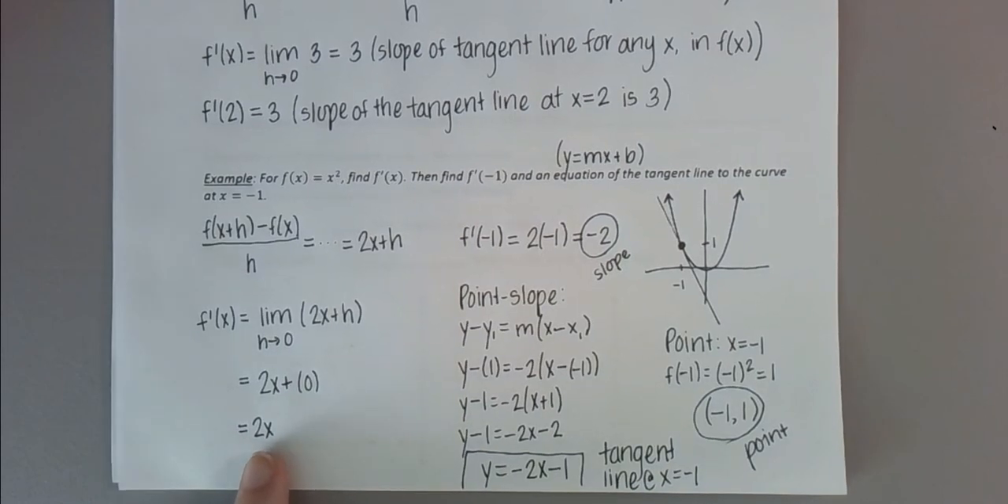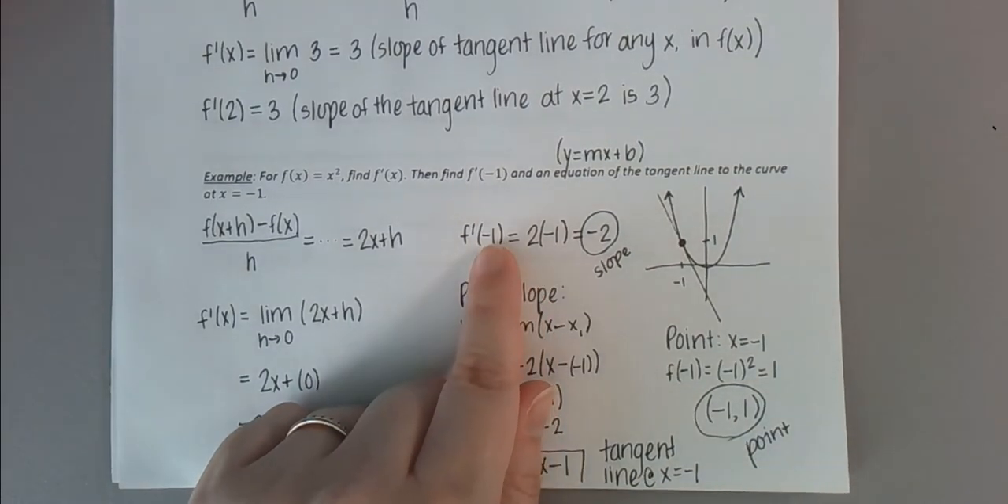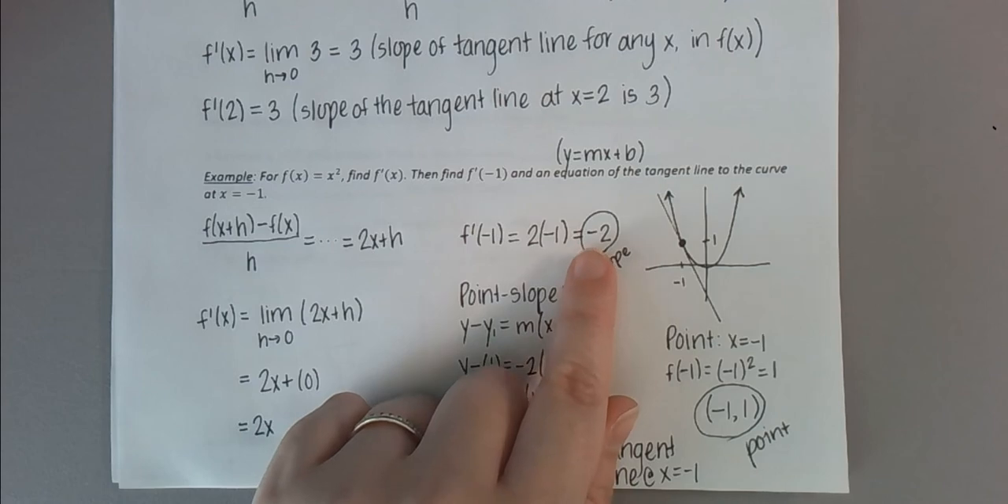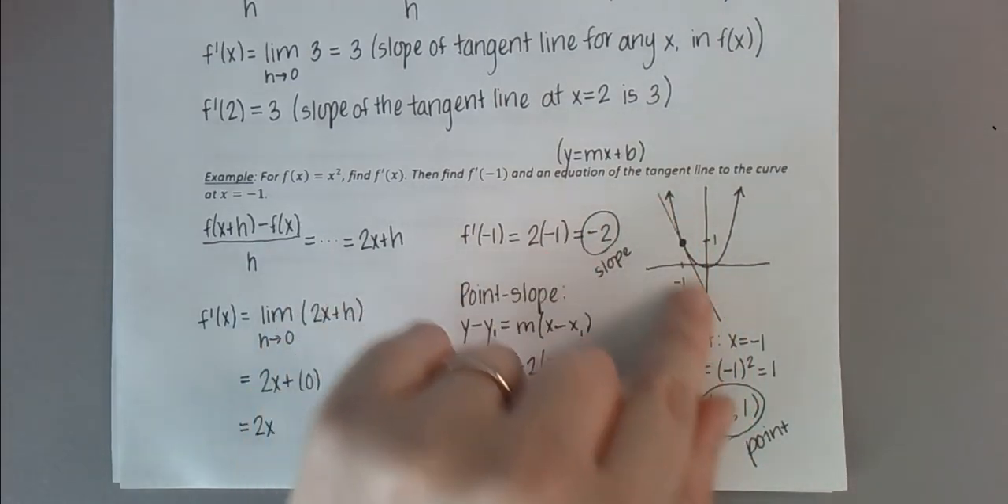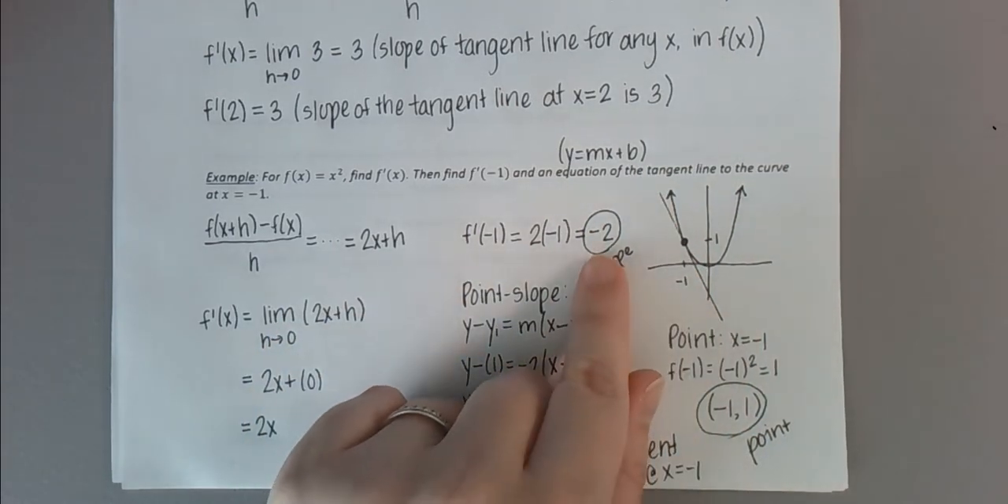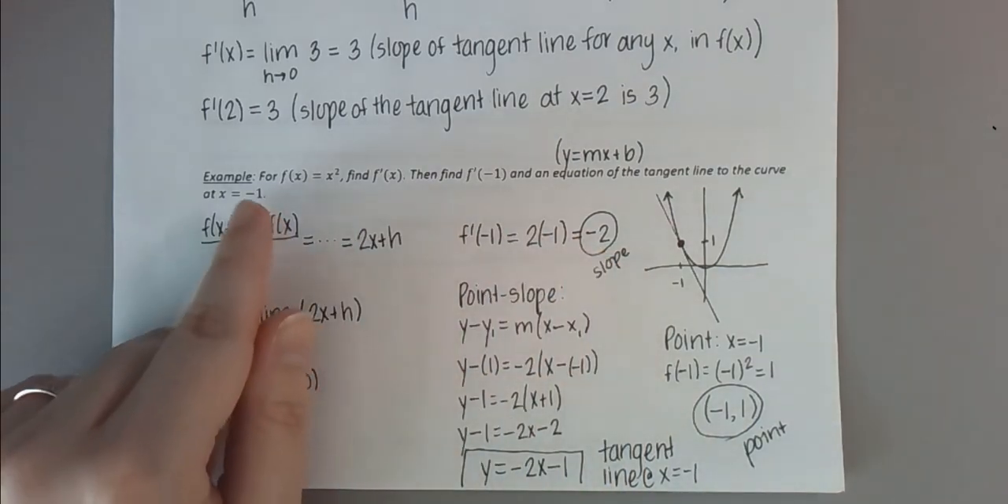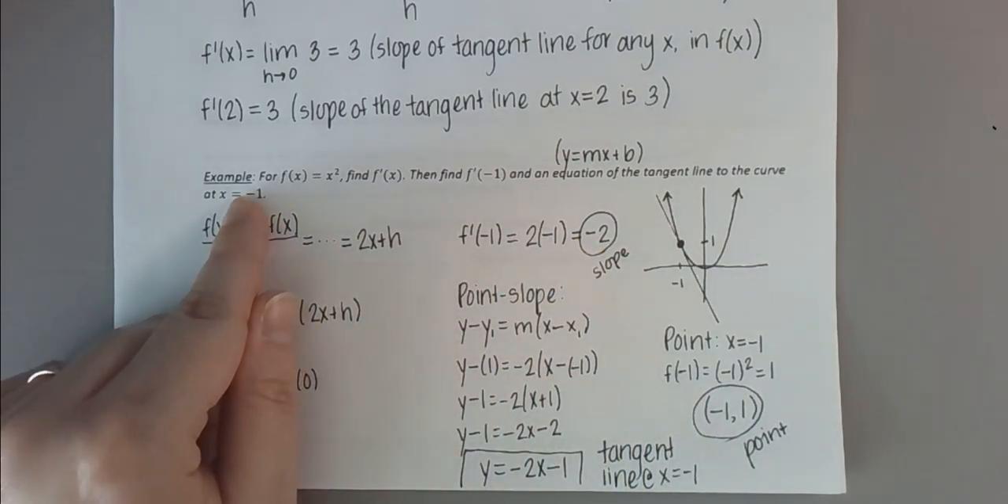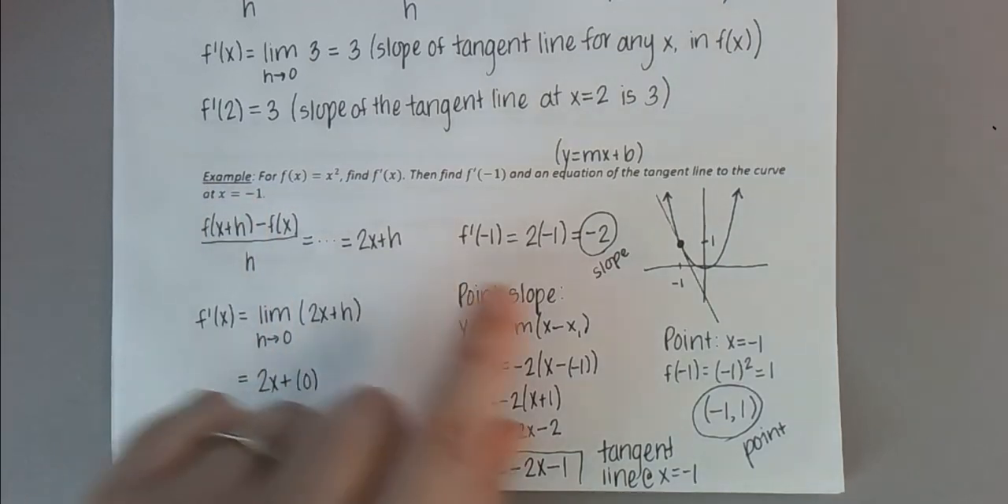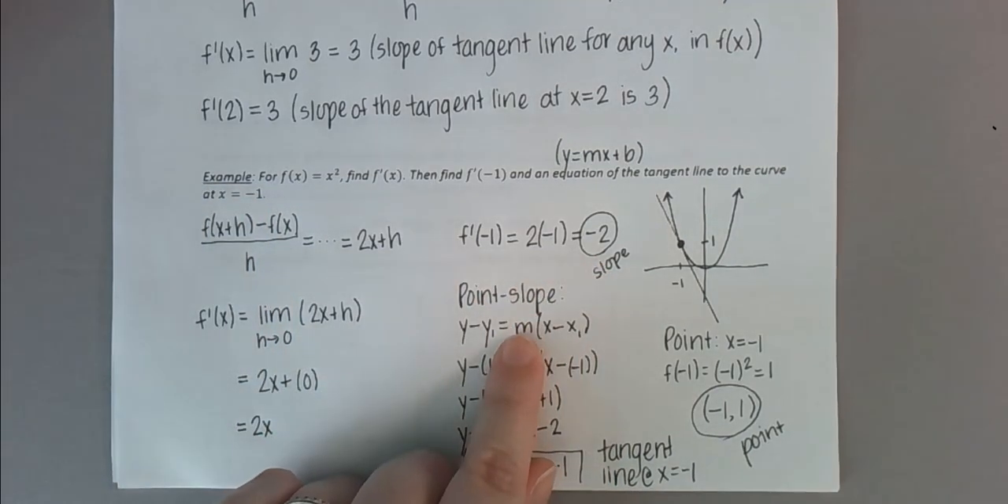We evaluated this function at an x value of -1, which gave us a slope of -2. That is the slope of that tangent line, the instantaneous rate of change for our function at specifically x equals -1. And then using the point-slope formula, this is now the slope of the line we want.